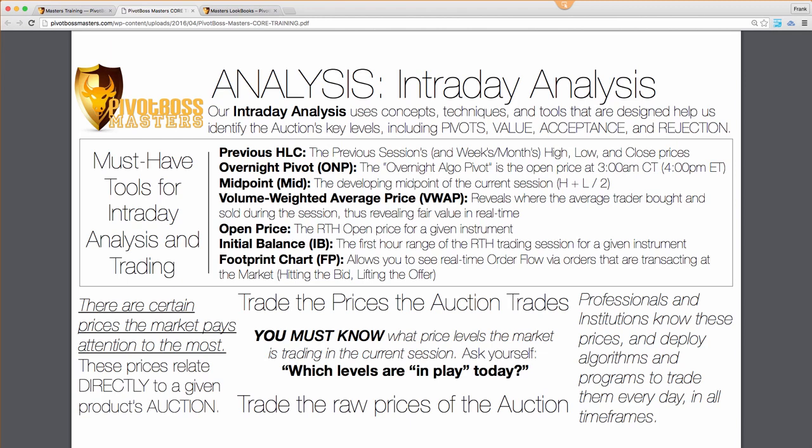This is the previous session's, or previous week's or month's, high, low, and close prices. Many of you know that I like the RTH high, low, close for the intraday, and I like to use the previous weeks' and previous months' ETH high, low, close. If the high or low or close formed in ETH trading during a week or month, then I'll use those prices as well. From an RTH perspective, I really believe RTH works for the most part, because that's what the pros are really looking at.